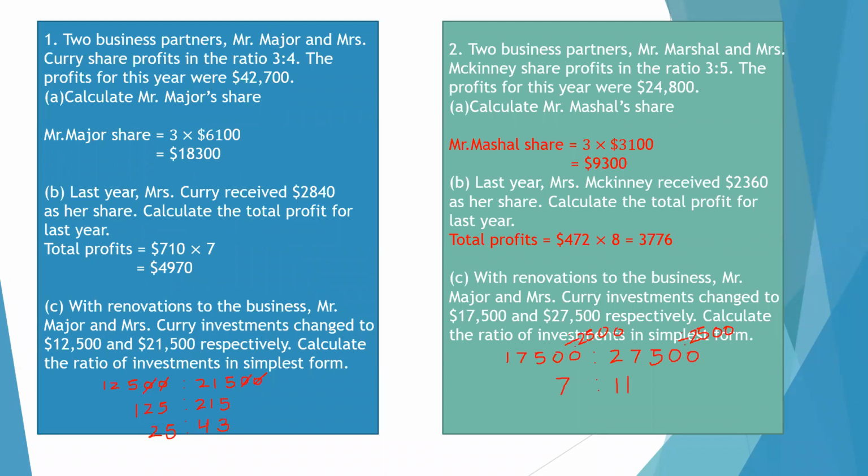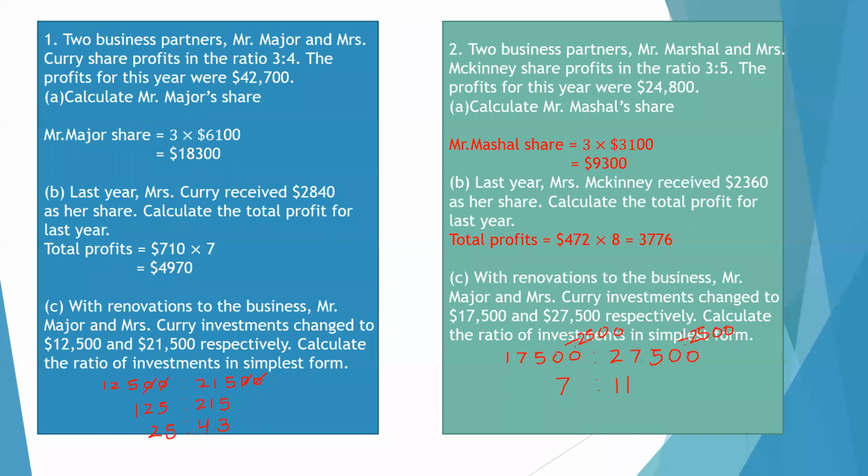Okay. Two business partners, Mr. Major and Mistress Curry, share profits in the ratio 3 to 4. The profits for this year was $42,700. Calculate Mr. Major's share. First, we have to find what is one equal part, and then after that, we have to multiply that by how much was Mr. Major's share, which is 3, and then the answer you get is $80,300.